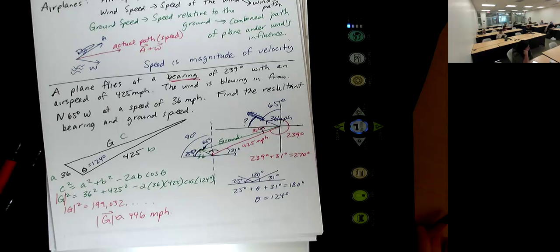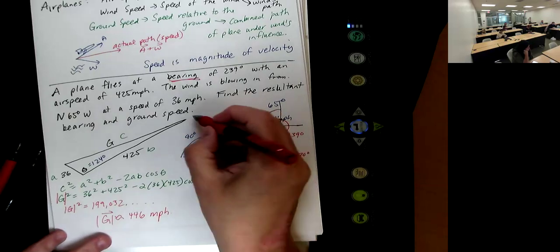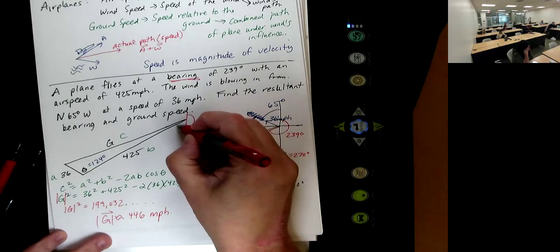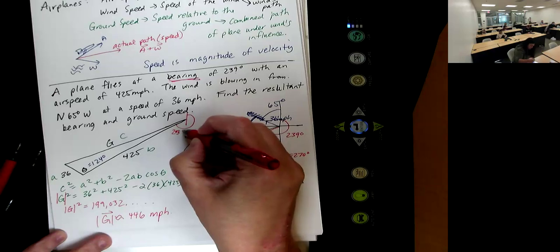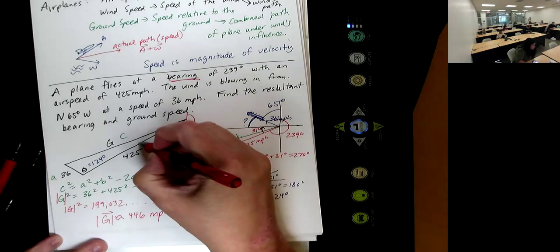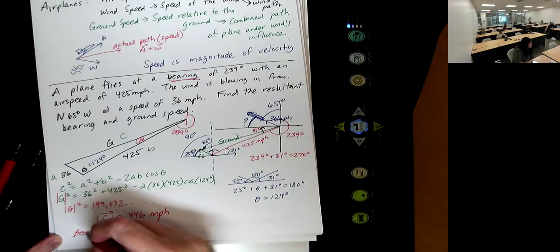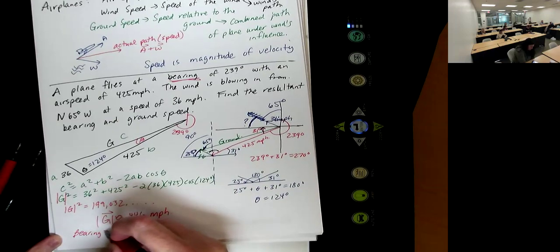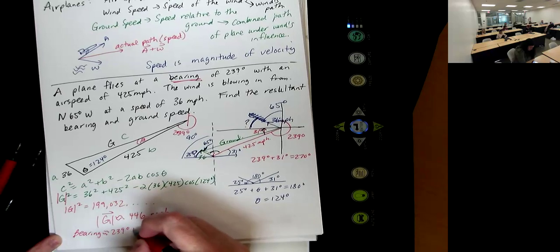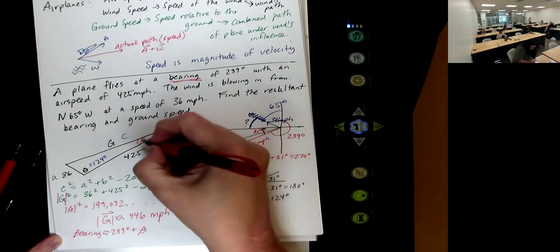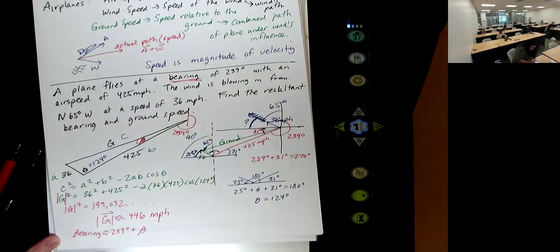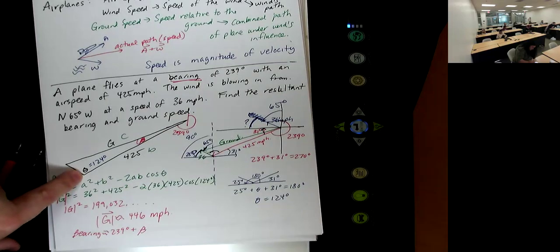We wanted the bearing also. The bearing is off of this one, 239, plus whatever this angle is. So bearing will be the 239 degrees plus the beta I have in this picture. But now that we've got theta and we've got all our sides, we can use the law of sines.